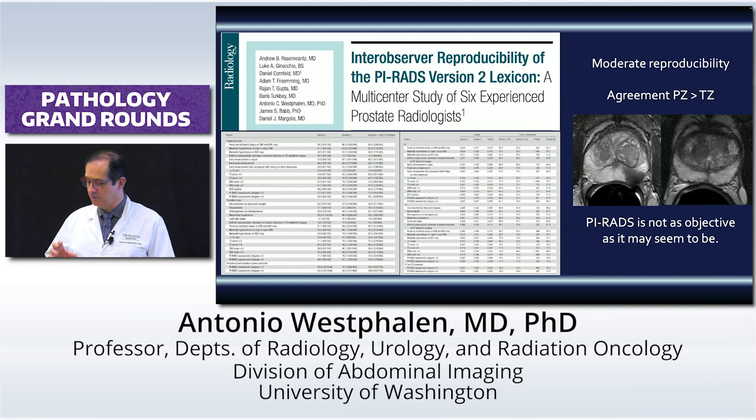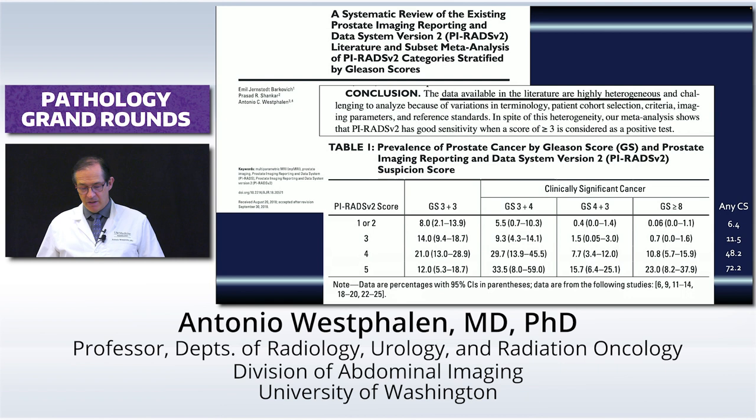This is another study. This was a meta-analysis, and basically the summary of it is that the data in the literature was so heterogeneous that we couldn't really be sure it was something we could trust. But looking at it, we can see that the numbers vary a lot. If you're looking at high-grade tumors, saying that 3+4 is high grade or above, we can see that the probability on a PI-RADS 5 is not super high here. Now you have to add this up, obviously, right? But it's not 100%.